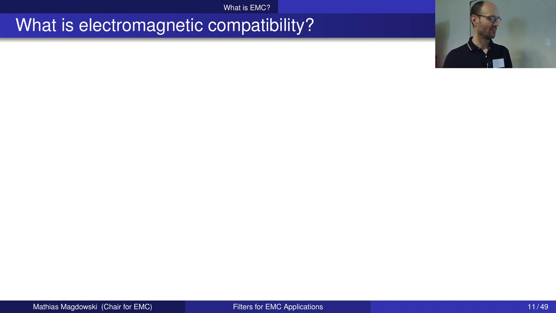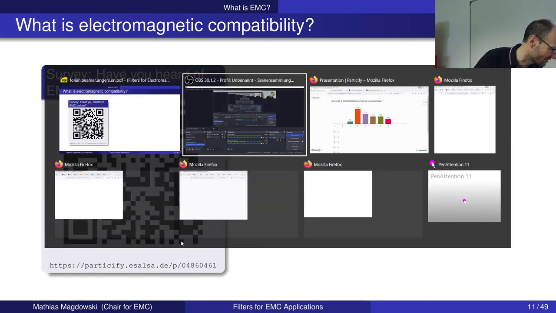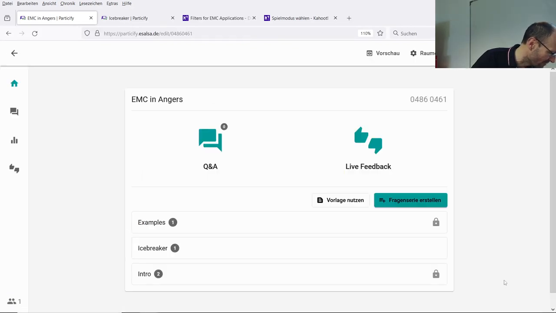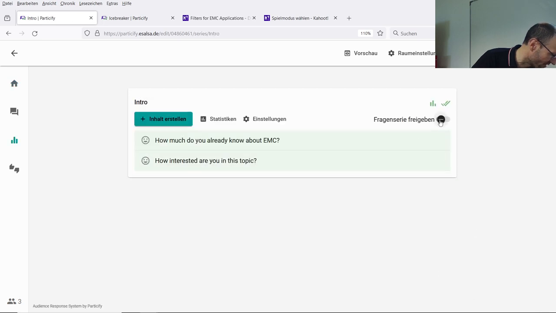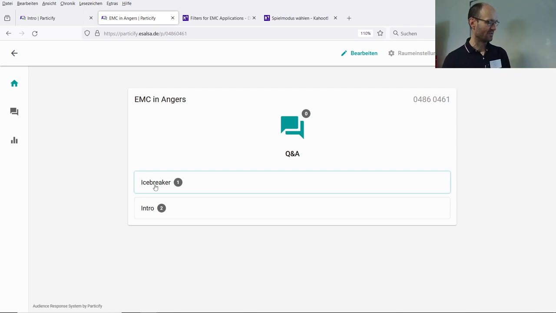So first thing is, what is this EMC? What is this electromagnetic compatibility? And I have a second survey and question for you. So it would be great if you go to this website once again, but I need to enable this question first, which is here on intro, and I will enable it. And so now on your page, if you go to home again, there should be a second question set, which is called intro.